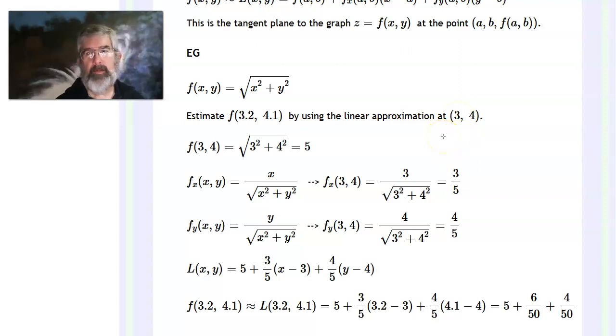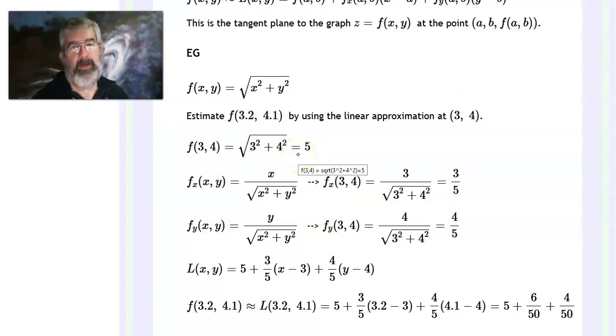So notice at 3, 4, this is particularly easy to calculate because 3 squared is 9 and 4 squared is 16, and 9 plus 16 is 25, and the square root of 25 is 5. I don't even need a calculator to get that.